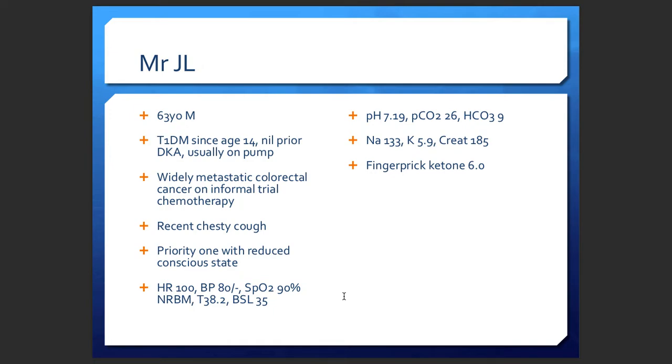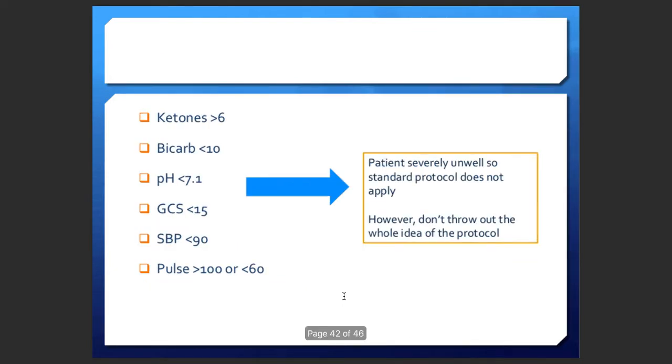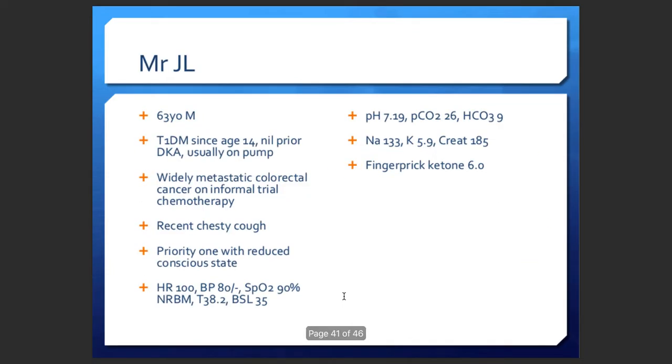And then the lactate levels are pretty good, but the pH when you do it is 7.19. PCO2 is 26. Bicarbonate is 39. Sodium is fine. Potassium is 5.9. Creatinine is 185. And the finger prick ketone you do, and it's 6. So what do you do? So what do you observe? By seeing this clinical picture, what do you think?